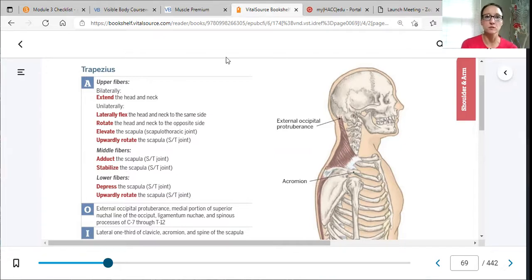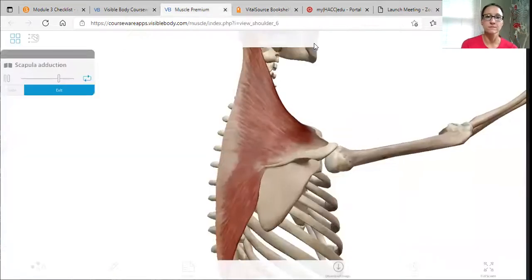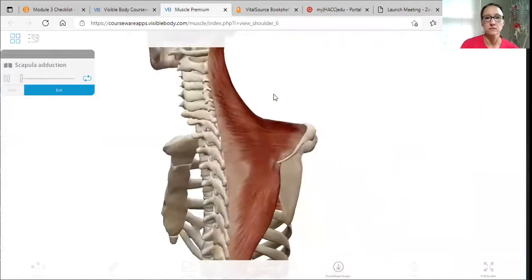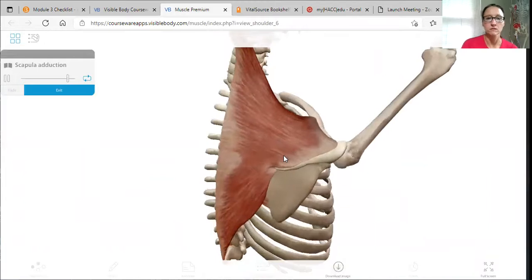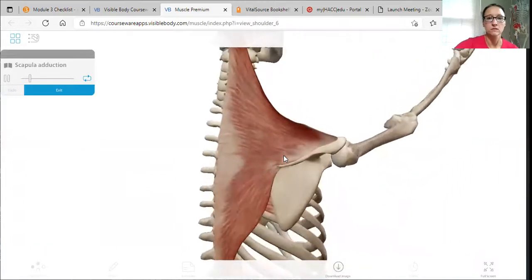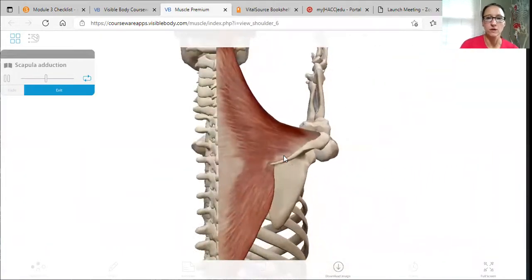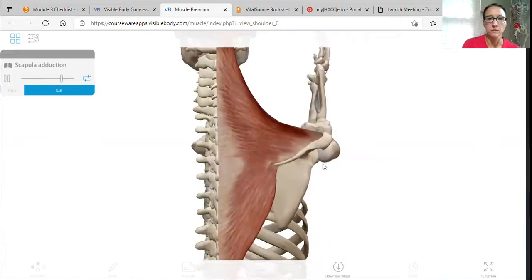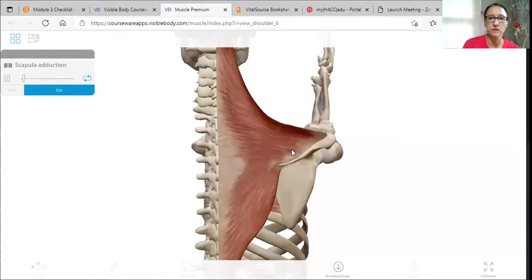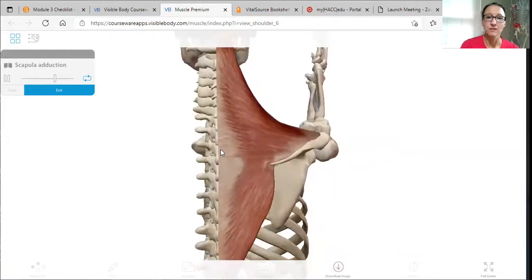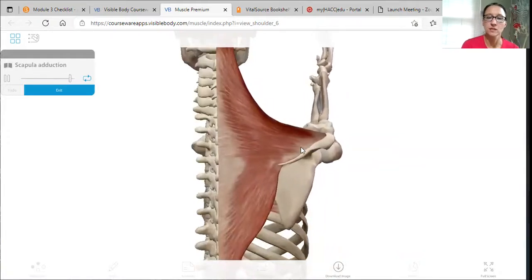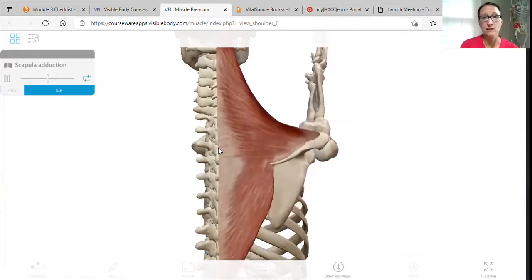And if we go back into muscle premium here, that's exactly what this is doing. Scapular adduction. See? Sorry, I don't mean to move this around so much. I don't know why they brought the arm up for that, but whatever. You can see the fibers moving towards the spinous processes, right? The insertion is moving toward the origin. And that's how this works.